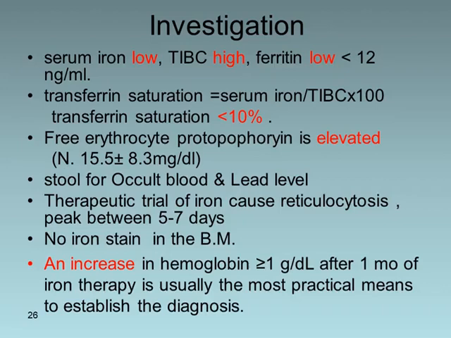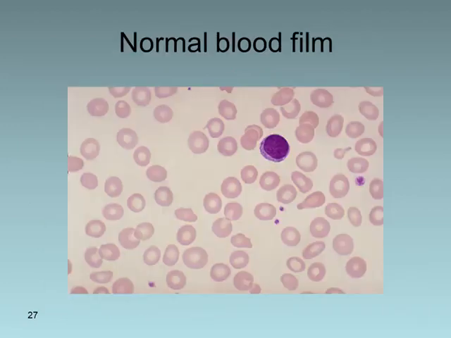One should look for presence of occult blood in stool and should check for lead level. It was found that therapeutic trial of iron caused reticulocytosis, which peaks between 5 and 7 days. Bone marrow examination revealed no iron stain. An increase in the hemoglobin of more than 1 gram per deciliter after 1 month of iron therapy is usually the most practical means to establish the diagnosis.